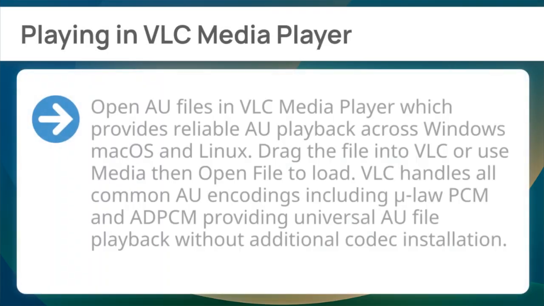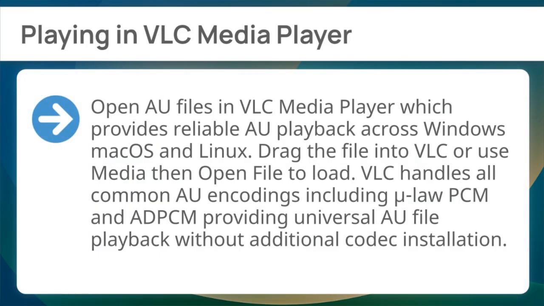First, playing it in VLC Media Player. Open AU files in VLC Media Player, which provides reliable AU playback across Windows, macOS, and Linux. Drag the file into VLC or use Media, then Open File to load. VLC handles all common AU encodings, including MULAW, PCM, and 8-bit PCM, providing universal AU file playback without additional codec installation.